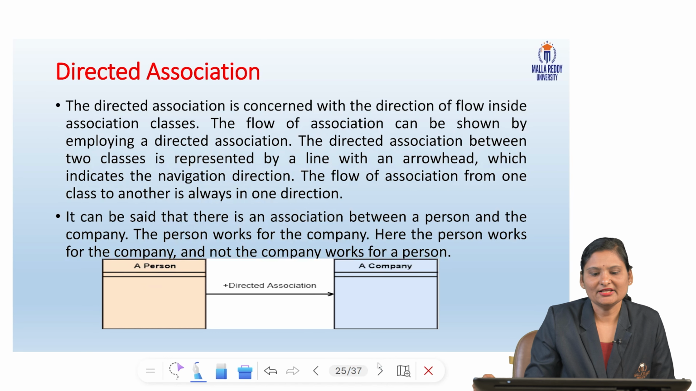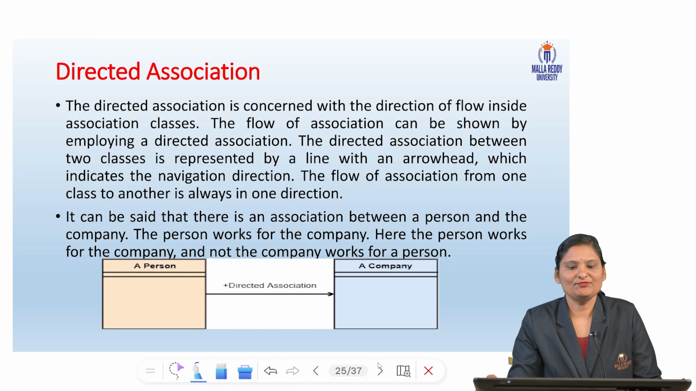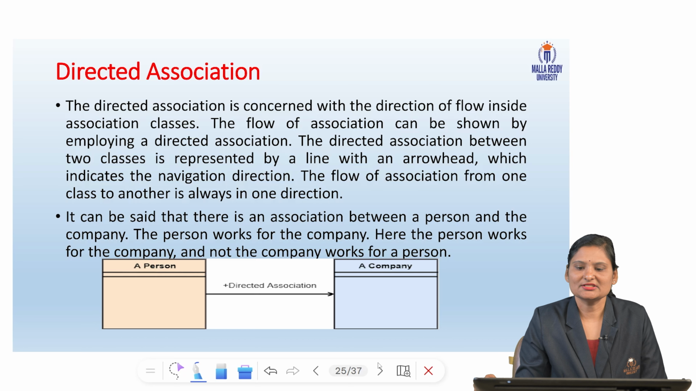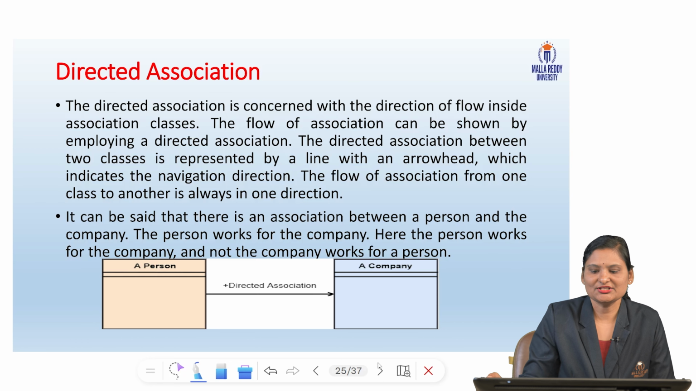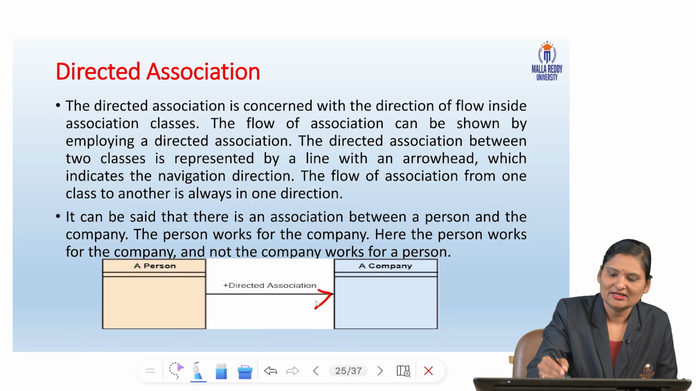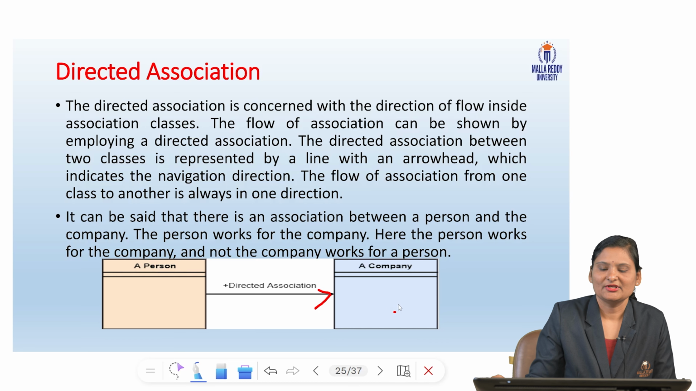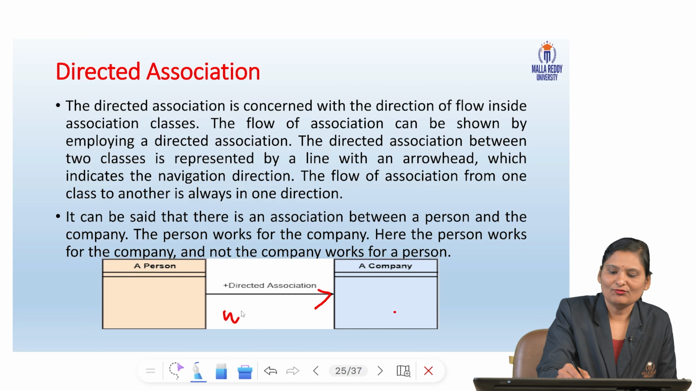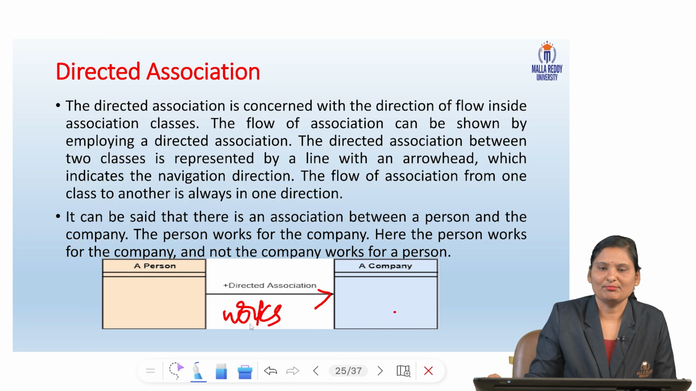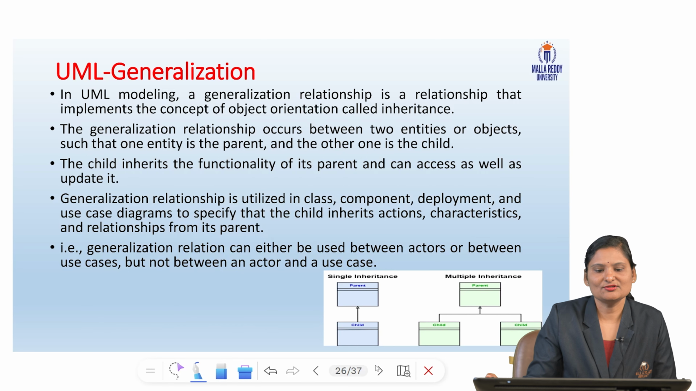Next one is directed association. Directed association is concerned with the direction of flow inside an association class, so this indicates the direction. In this notation, you can see a person is directly associated with a company because a person works for a company. So that person is directly associated with the company.